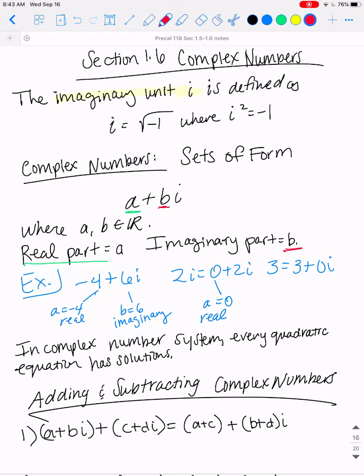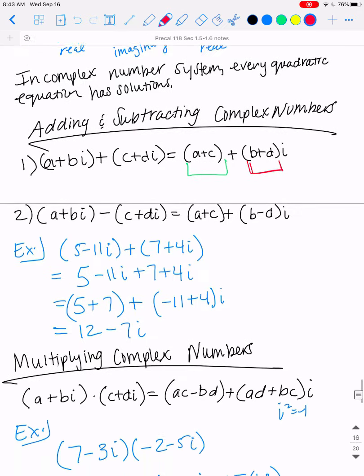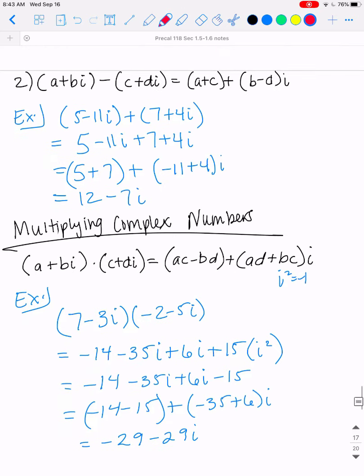For adding and subtracting complex numbers, we're going to be grouping the real parts. This is the real part here after we added, and then we're going to group the i parts, the imaginary parts. Think of i as like a variable, in the sense that we want to get all the like terms together. Subtracting is done in the same way. We group the real parts, and then we group the imaginary parts.